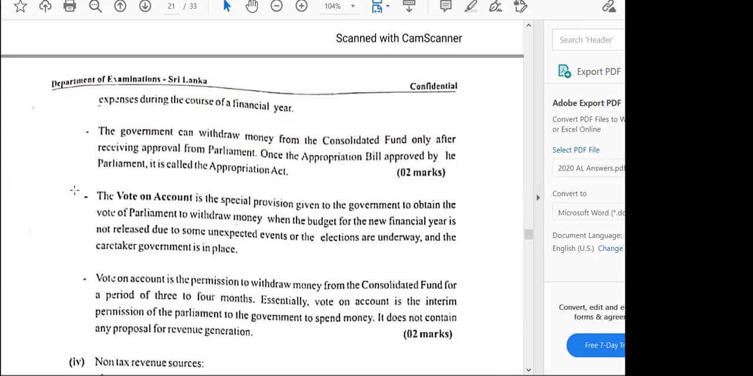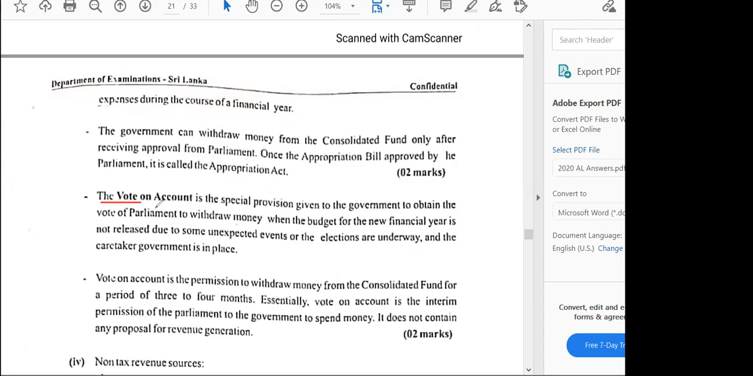But that does not mean during that time there is no expenditure, because government can't just make expenditure, right? It has to be previously approved. So this vote on account is where you get approval for those expenditures, for those months, let's say January, February, March.